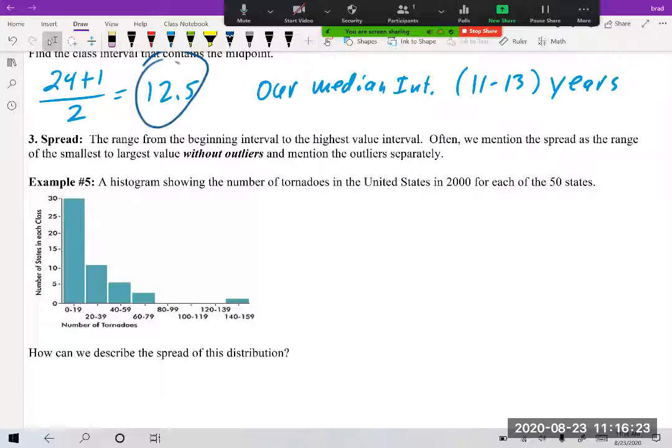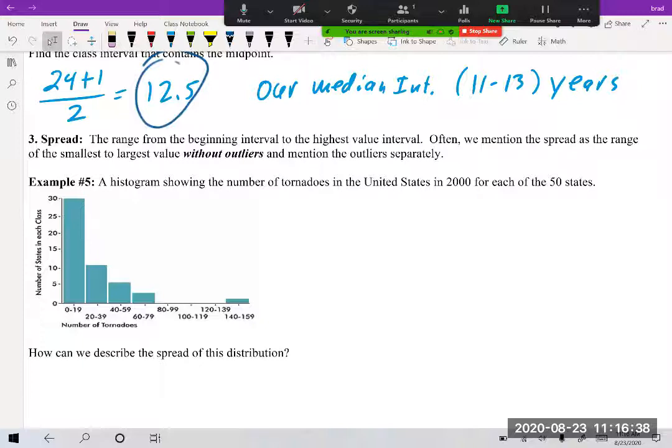Okay, so let's talk about spread. The range from the beginning interval to the highest value interval. Often we mention the spread as the range of the smallest to largest value without outliers, and mention our outliers separately. So you normally have to let somebody know that you're dealing with an outlier, okay?